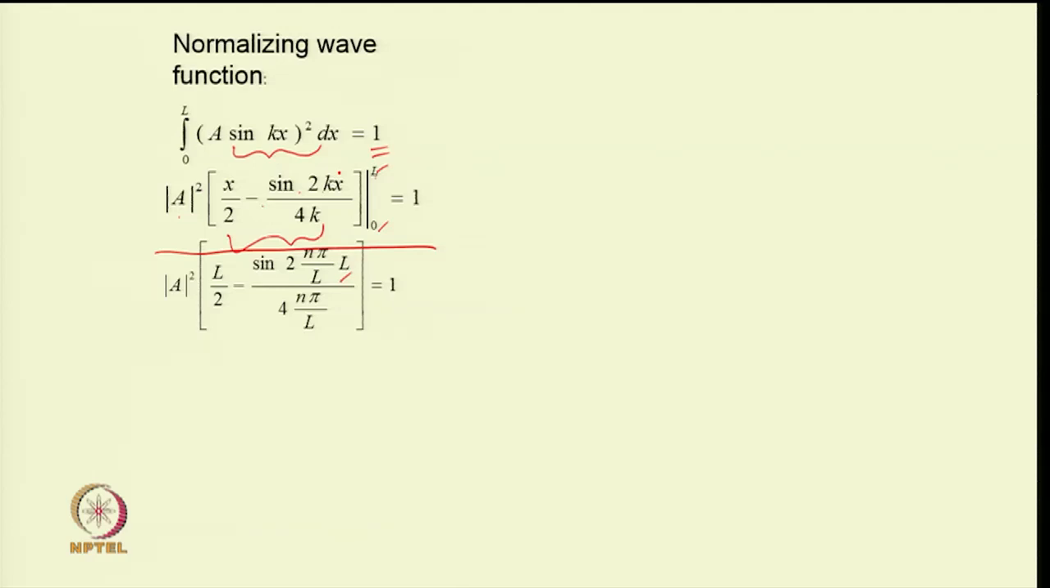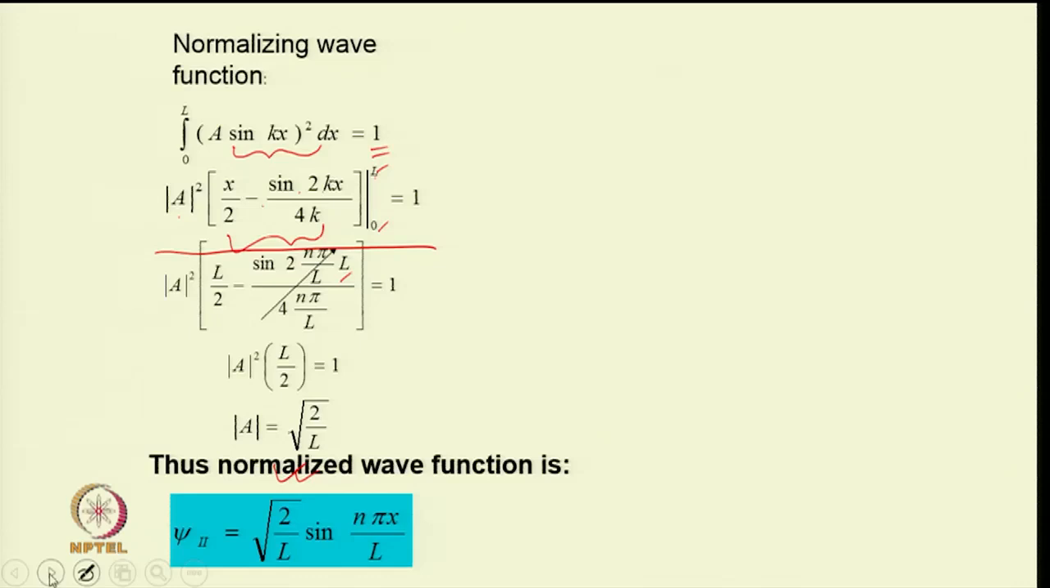So using this, you will be able to get the value of A, which is square root of 2 divided by L. And thus the normalized wave function for a particle in a box is equal to square root of 2 by L multiplied by sin n pi x by L.